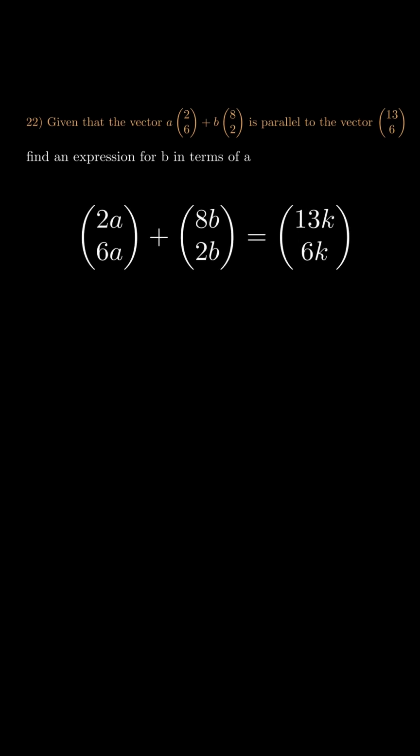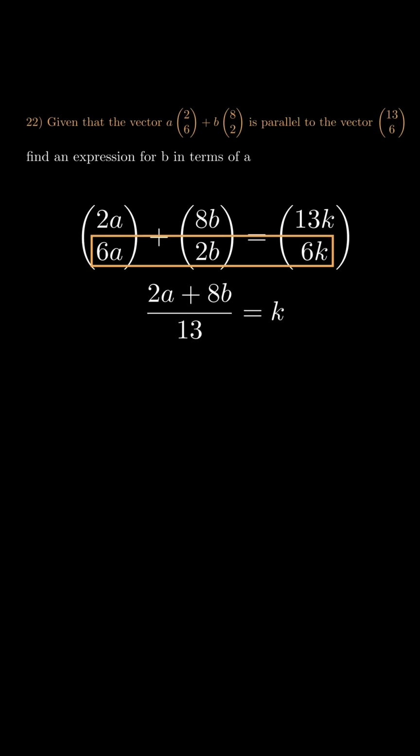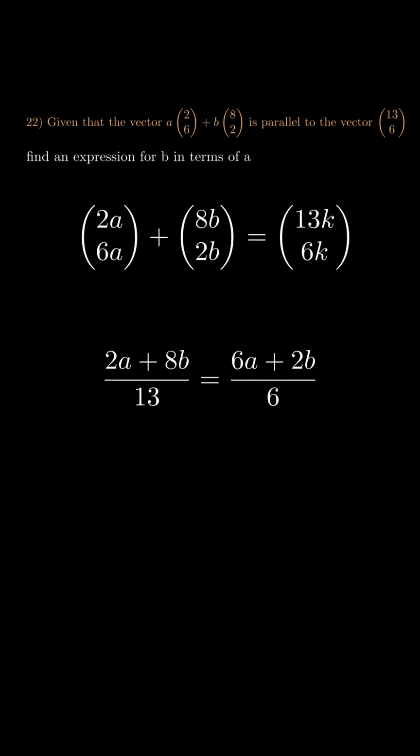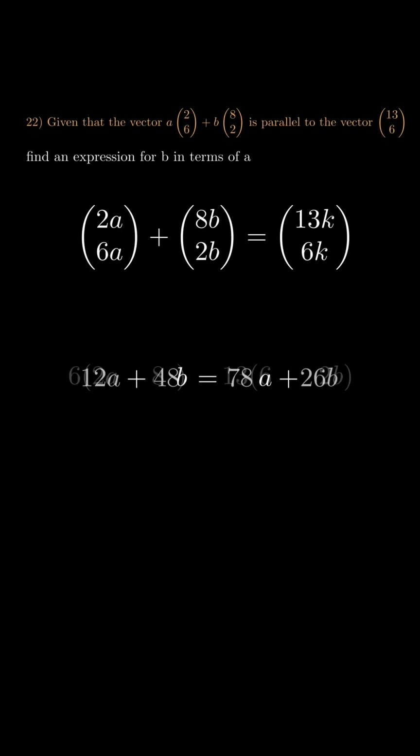Now, the nice thing of a vector is that we can solve the rows separately. So, looking at the top row, we get that 2a plus 8b is equal to 13k. We make k the subject of the formula, and we get that 2a plus 8b over 13 is equal to k. Now, we look at the bottom row, and we get that 6a plus 2b is equal to 6k. Making k the subject of the formula again, we get that k is also equal to 6a plus 2b, all of that over 6. Now we can equate the two results, and we can get a single equation that only contains a and b.